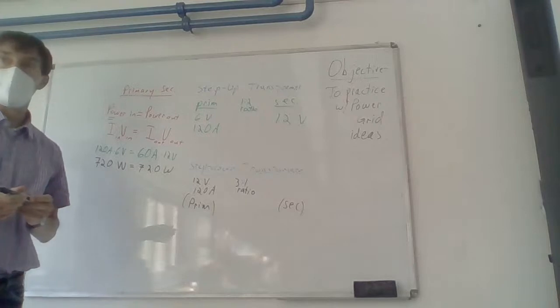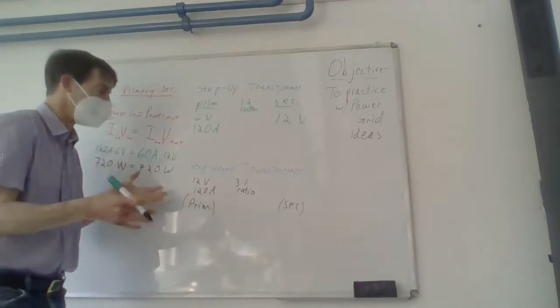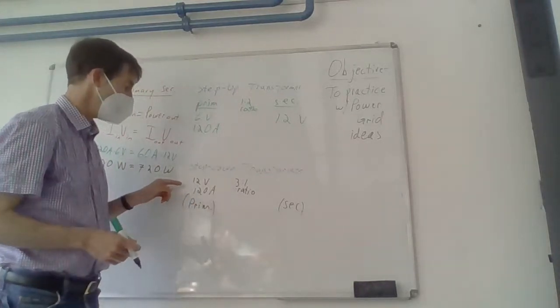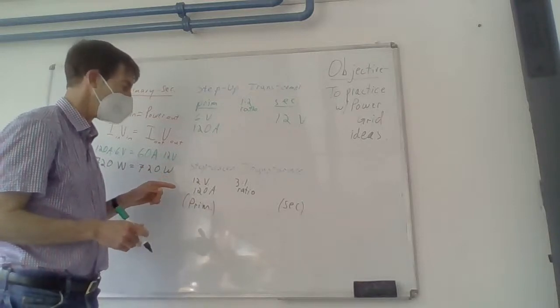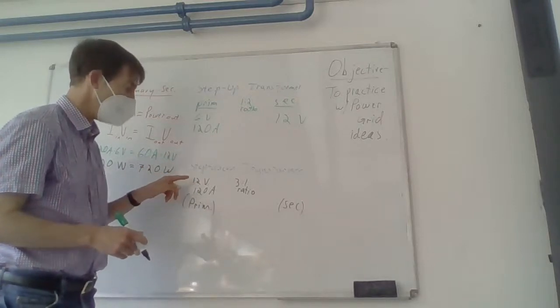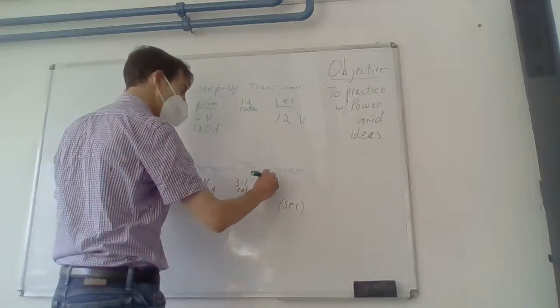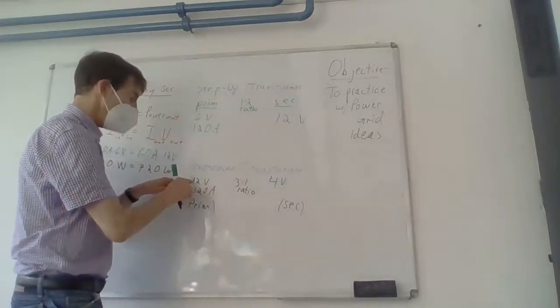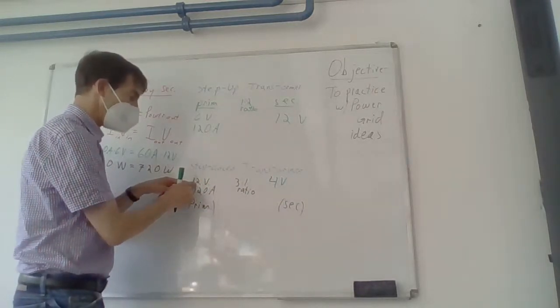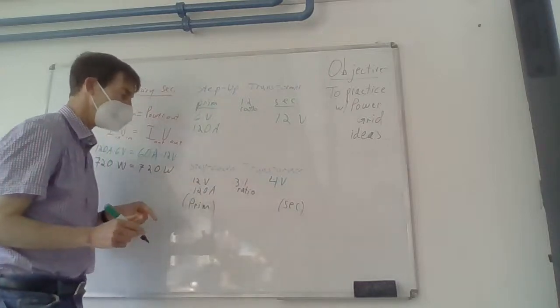Okay, step down. All right, Kiara, you're on. Tell me about this. It's 360 amps. Well, let's do the volts first. 4 volts. How'd you get that? I divided 12 by 3. So it's 3 to 1, 12 divided by 3, so 4 volts coming out the other side.